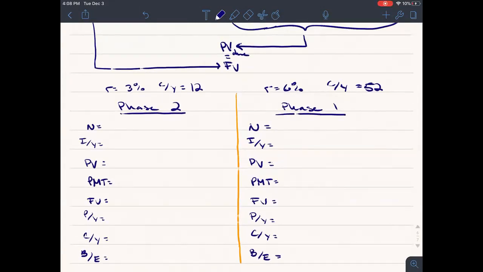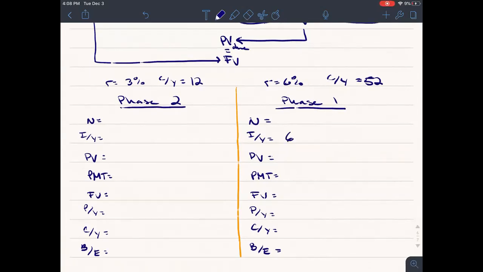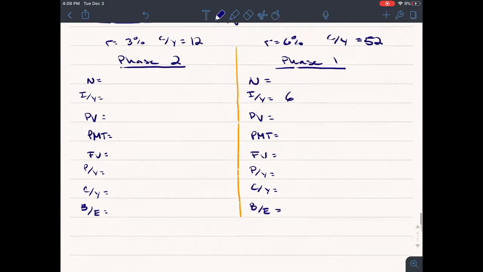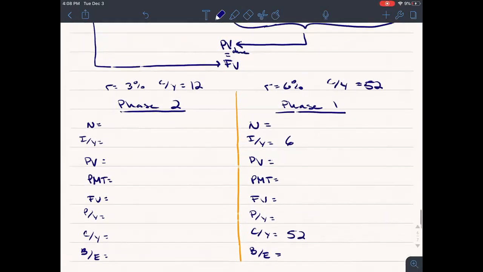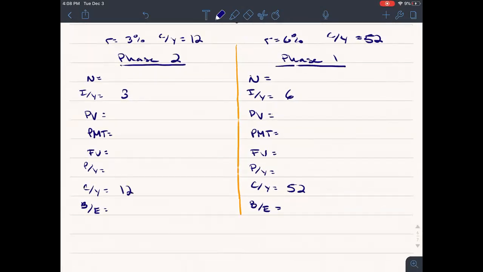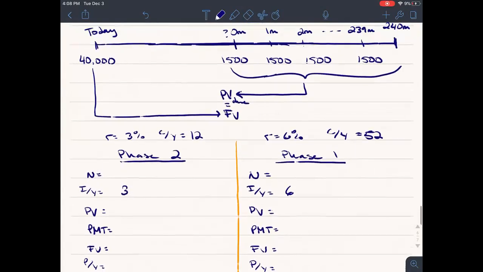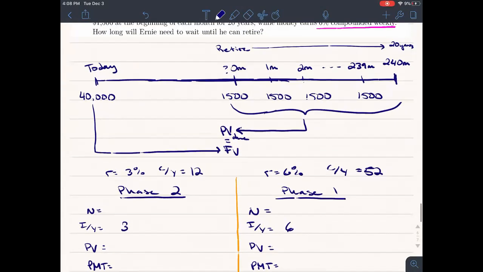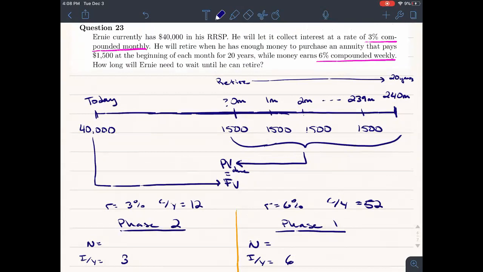So because I don't want to forget that I have a different interest rate for each of these sections, right, I'm going to start by just filling in this interest rate in phase 1, and the compoundings per year is 52. And then for phase 2, I've got 3 and 12 compoundings per year. So I've already found my N. In fact, I got sloppy because I didn't put my N on my arrow, right? I just put it up top. Here I'll put N is 240.